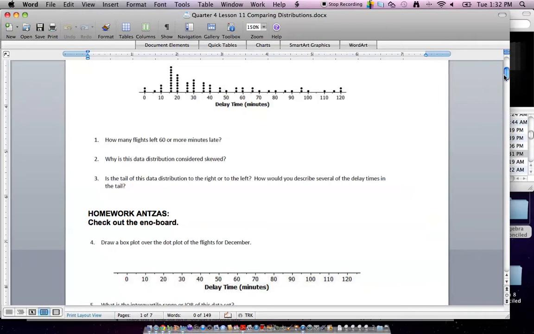Good. How many flights left 60 or more minutes late? I think it's 16, am I right about that? Yes. Yeah, we did that with the last class. All you have to do is add up the number of dots over here, and you come up with it.